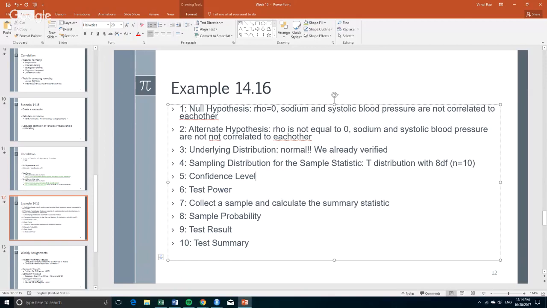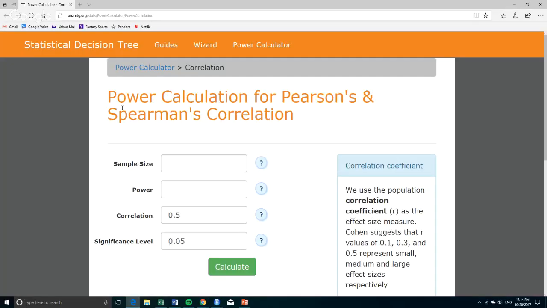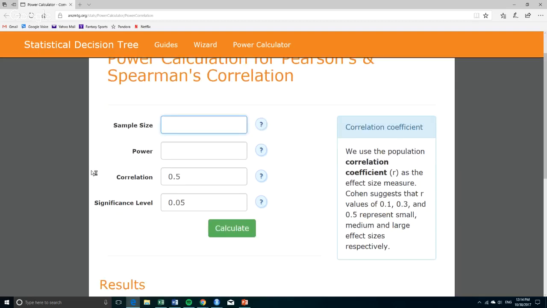Okay. What's our confidence level? Well, we haven't been told the confidence level to use. So I like using 90% confidence. Let's just use 90% confidence because our instructor told us to. Test power. Okay, so let's actually use this website. And hopefully it brings up this link correctly. I usually use Chrome. I brought up Internet Explorer, not that I'm plugging one or the other.